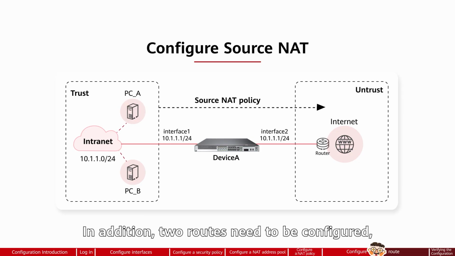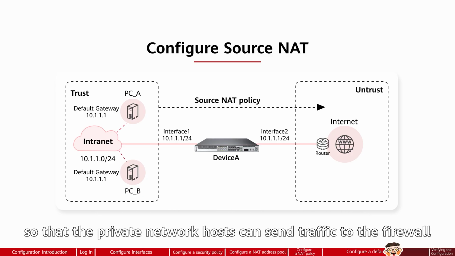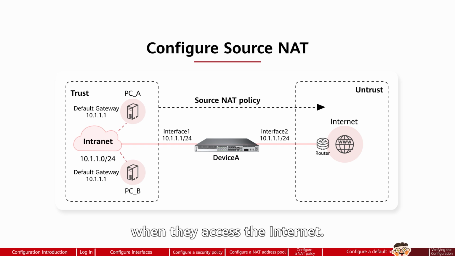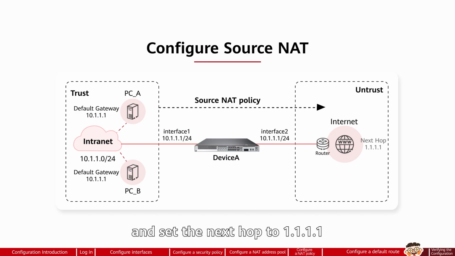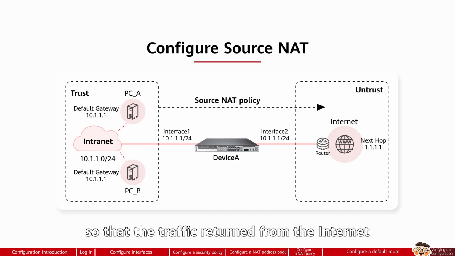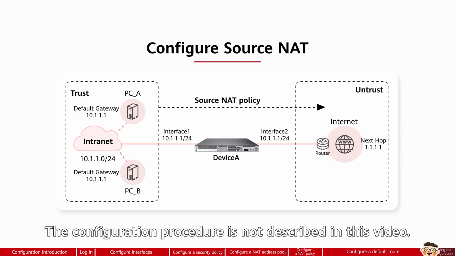In addition, two routes need to be configured. First, configure the default gateway to 10.1.1.1 on the private network hosts so that the private network hosts can send traffic to the firewall when they access the internet. Second, on the router, configure a static route to the address in the NAT address pool and set the next hop to 1.1.1.1 so that the traffic returned from the internet can be forwarded to the firewall. The configuration procedure is not described in this video.